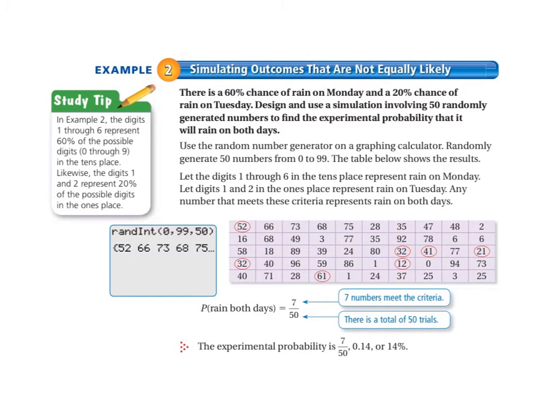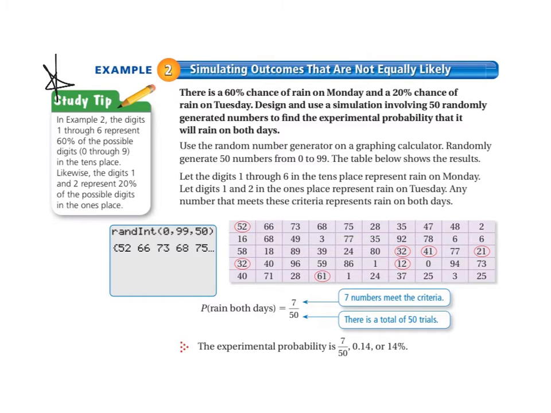Now we're going to move on to simulating outcomes that are not equally likely. Let's look at the study tip over here to your left. In Example 2, the digits 1 through 6 represent 60% of the possible digits 0 through 9 in the tens place. Likewise, the digits 1 and 2 represent 20% of the possible digits in the ones place.